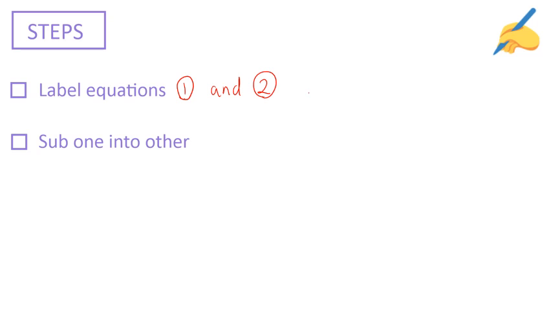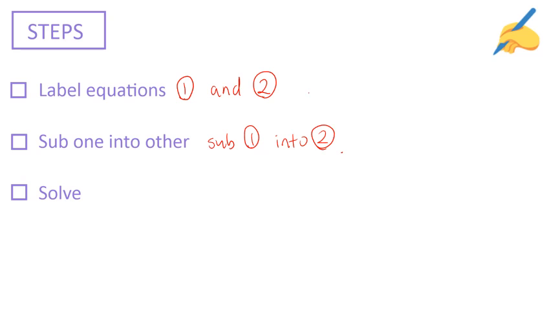These are the steps to do substitution. So the first thing you need to do is label the equations. So equation 1 and equation 2. Then you need to sub one into the other. So we're always going to be substituting the y equals equation into the other one. And you need to write this down. So you might say, I'm going to sub equation 1 into equation 2. Or it might be the other way around. You're subbing 2 into 1.